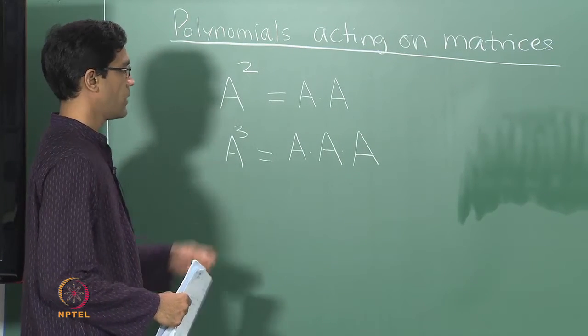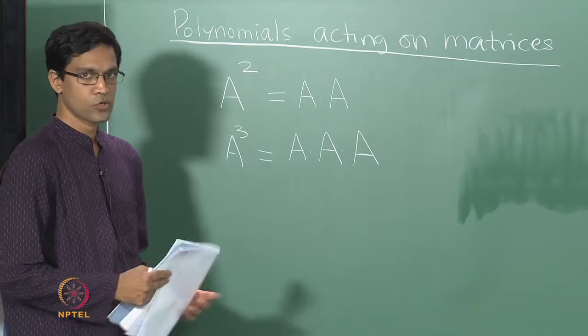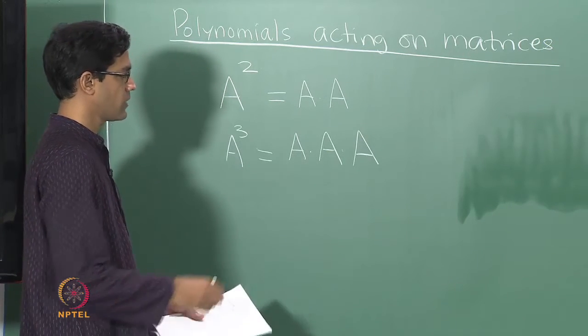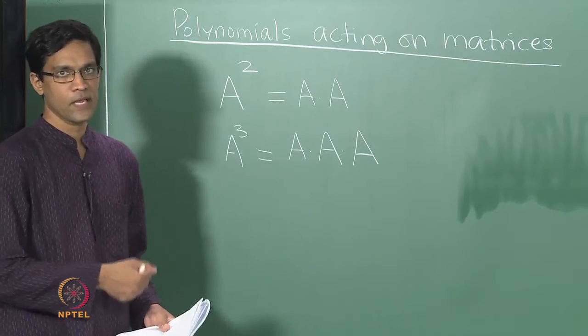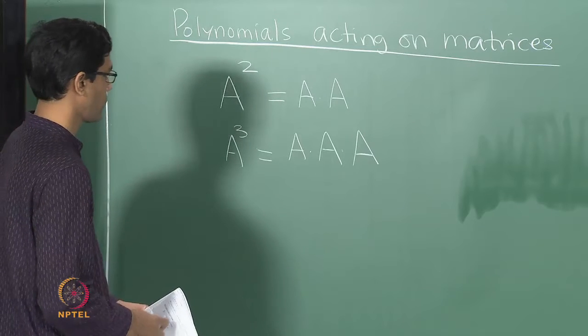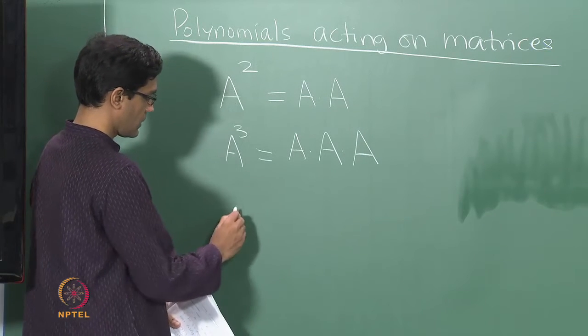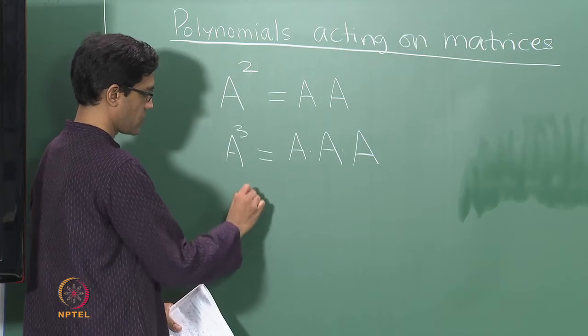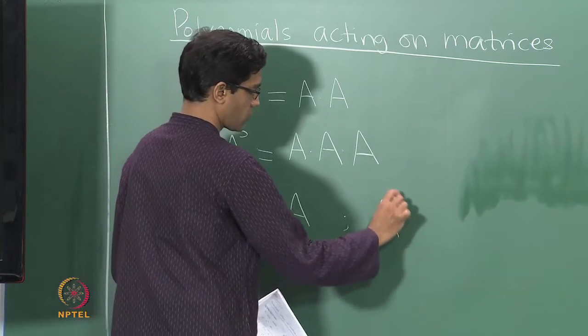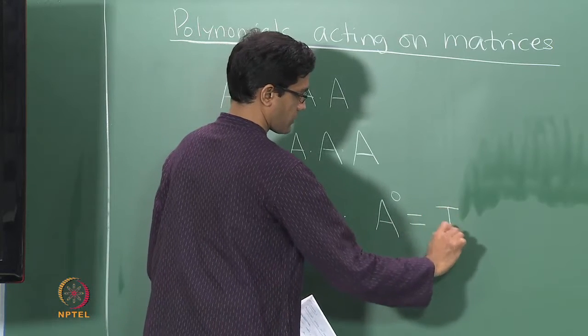For instance, A squared would count the number of paths of length 2 in a graph, provided A is the adjacency matrix of the graph, A cubed would count paths of length 3, and so on. Okay, so powers made a natural appearance in counting problems. Now let's do the following. A power 1 of course is just A. Let's define A power 0 to be the identity matrix.